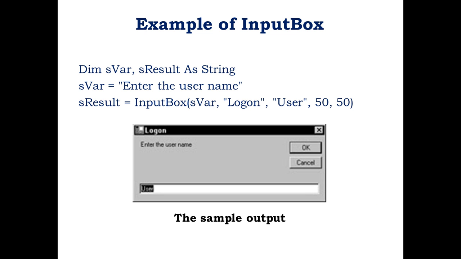So this is the InputBox example. Here two variables are declared, strWhere and strResult. strWhere equals Enter the username. strResult is InputBox of strWhere, that is the prompt value, Enter the username, and then Log On, which is the title bar value, User is the text box value, and 50, 50 is the position on the screen.